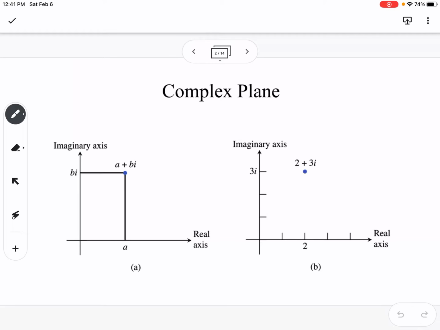Okay, so graphing complex numbers on a plane. What we traditionally think of as the x-axis is our real axis, and the y-axis would be our imaginary axis. So if we're plotting the point 2 plus 3i, you go over 2 in the real direction and then up 3 in the imaginary direction.